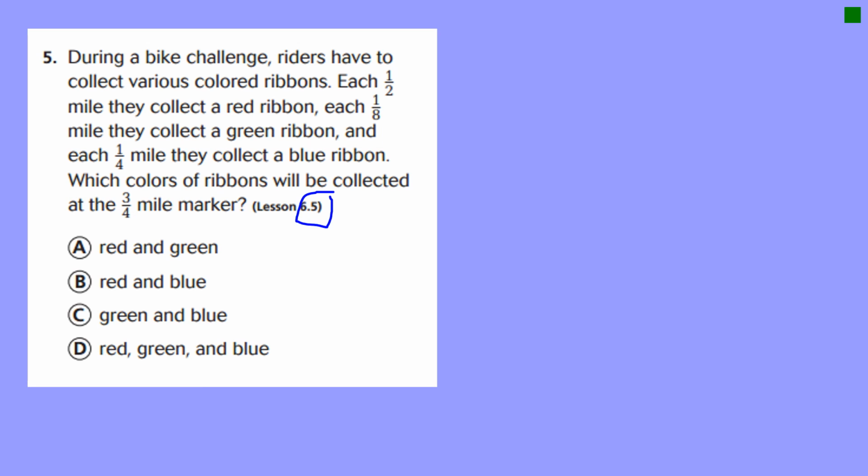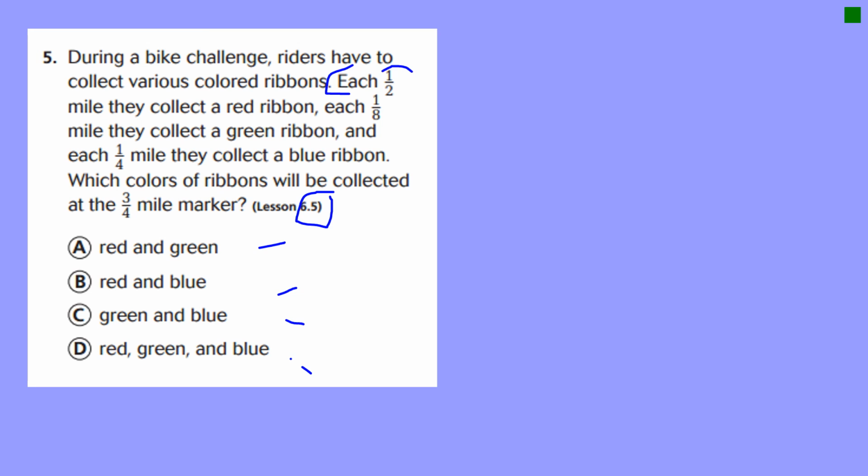Which colors of ribbons will be collected at the 3/4 mile marker? Okay, wait, I got to go back here. Well, I'm just glancing at these choices. Red and green, red and blue, green and blue, red, green, and blue. Okay, so they're definitely getting more than one ribbon at the 3/4 mile marker. I'm going to reread though.